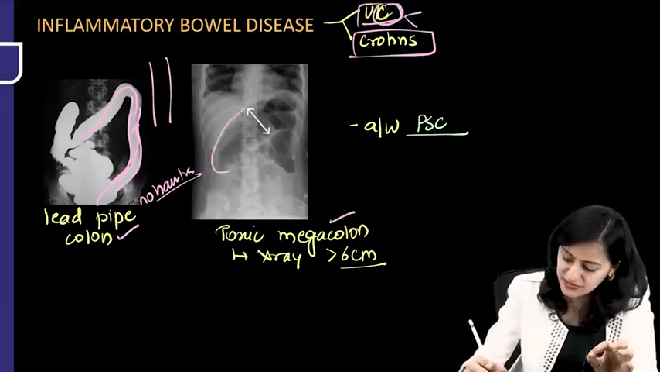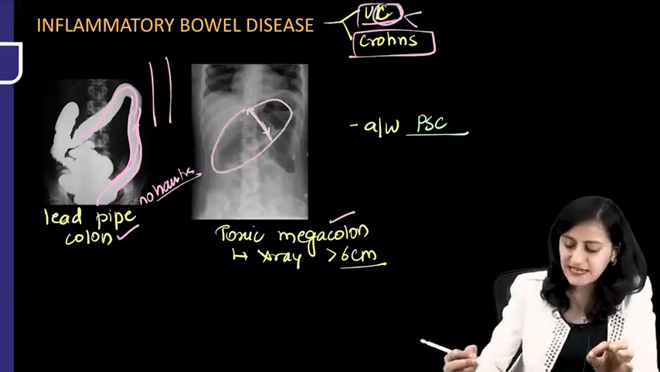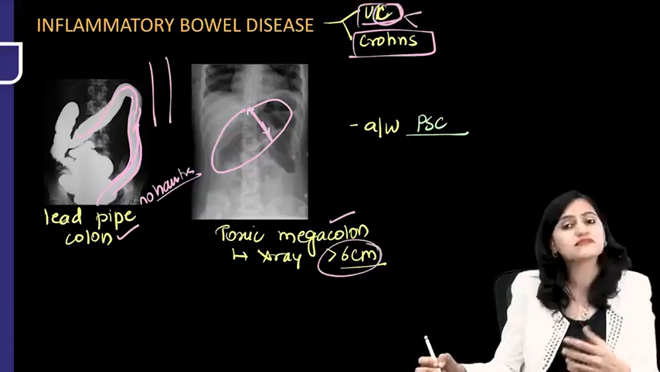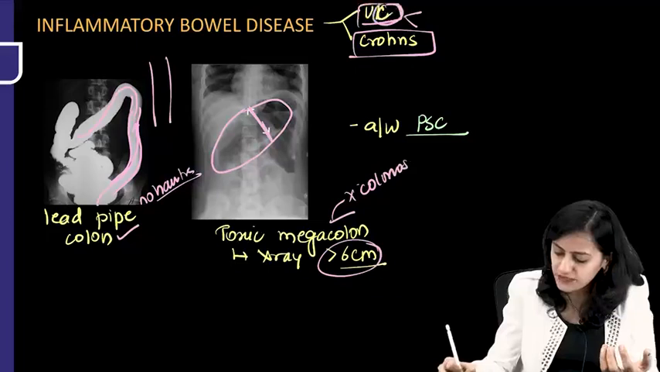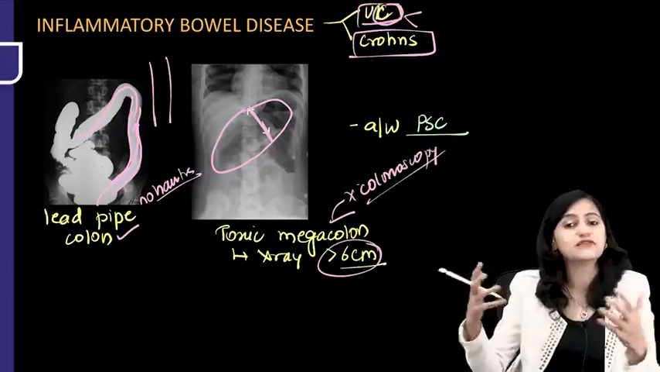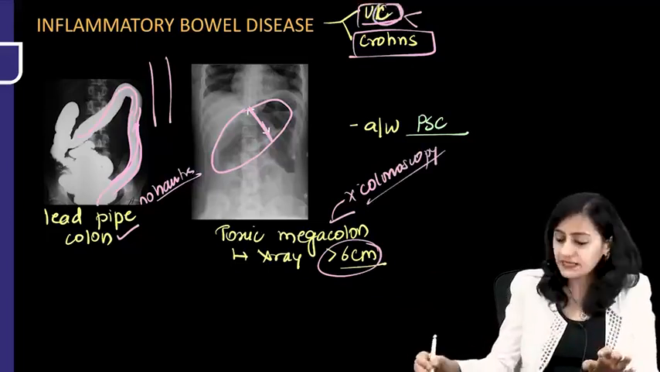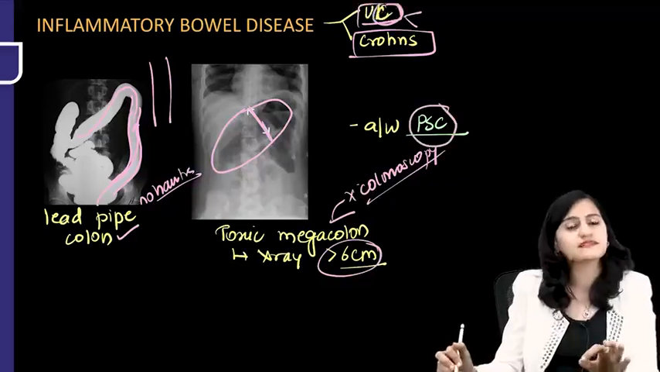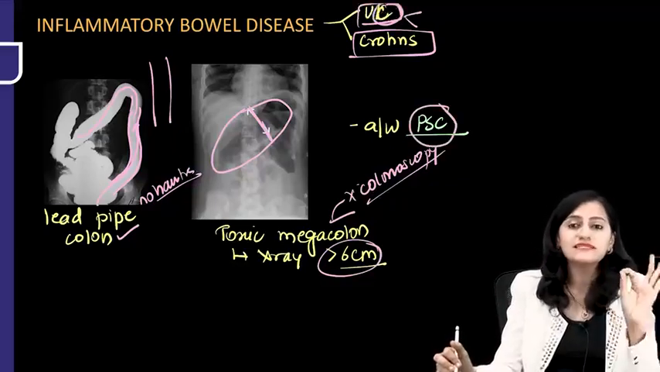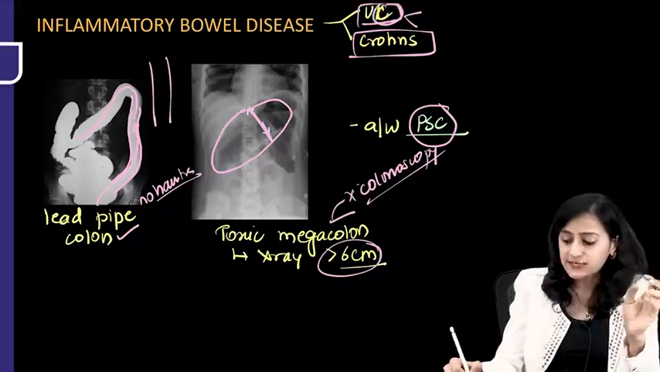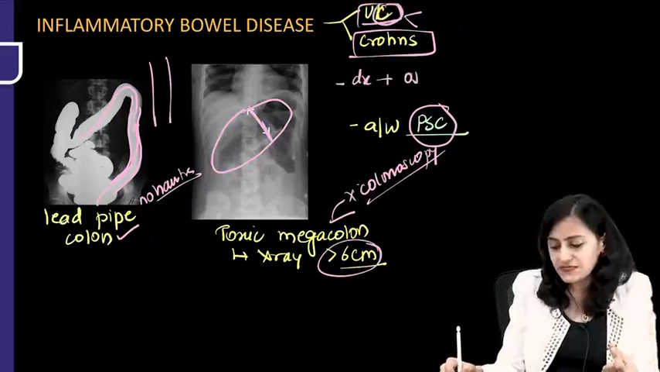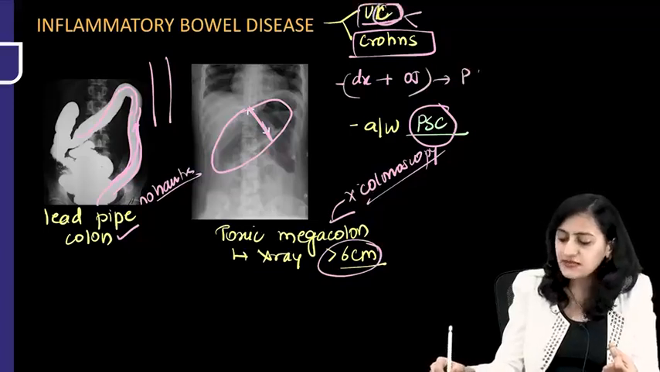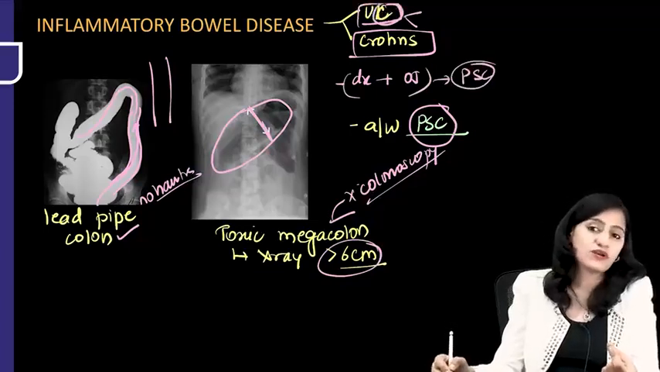Here, this is the transverse colon, which is dilated. If it is more than 6 centimeters, then it is toxic megacolon. Do not do colonoscopy in toxic megacolon because it can lead to perforation, right? And remember the association of ulcerative colitis with primary sclerosing cholangitis. So whenever you have a male patient with diarrhea now presenting with obstructive jaundice, think of primary sclerosing cholangitis as well.